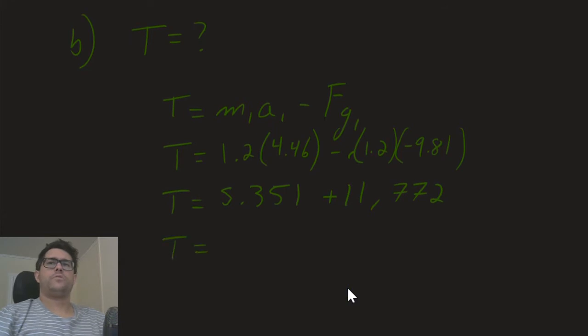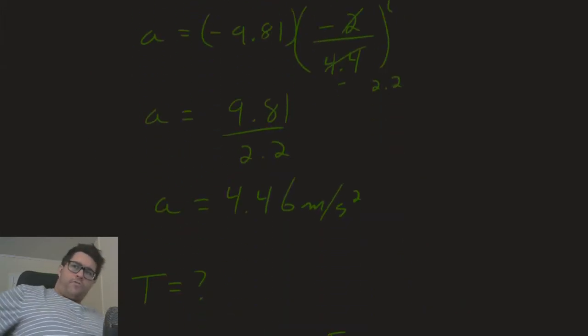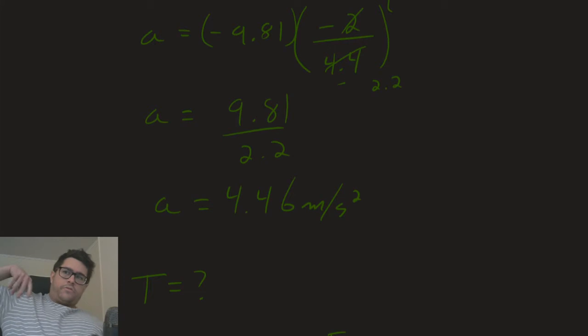And the tension, we'll be adding those together. I'll do that here. 5.351 plus 11.772 equals 17. I may have made a mistake, but I think this is the right answer. This is the tension. We'll take a look at both answers. 4.46 and 17 Newton.